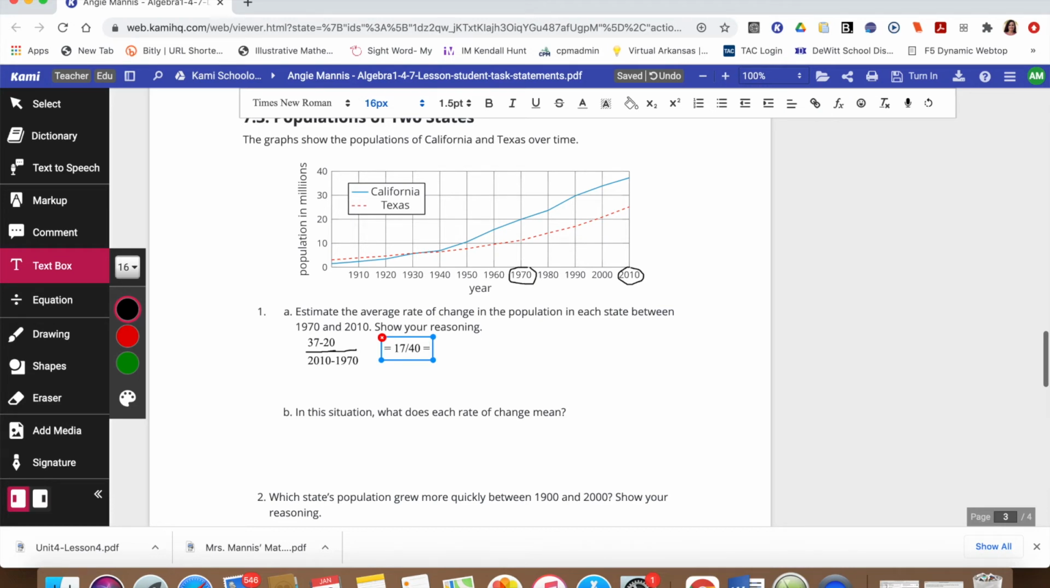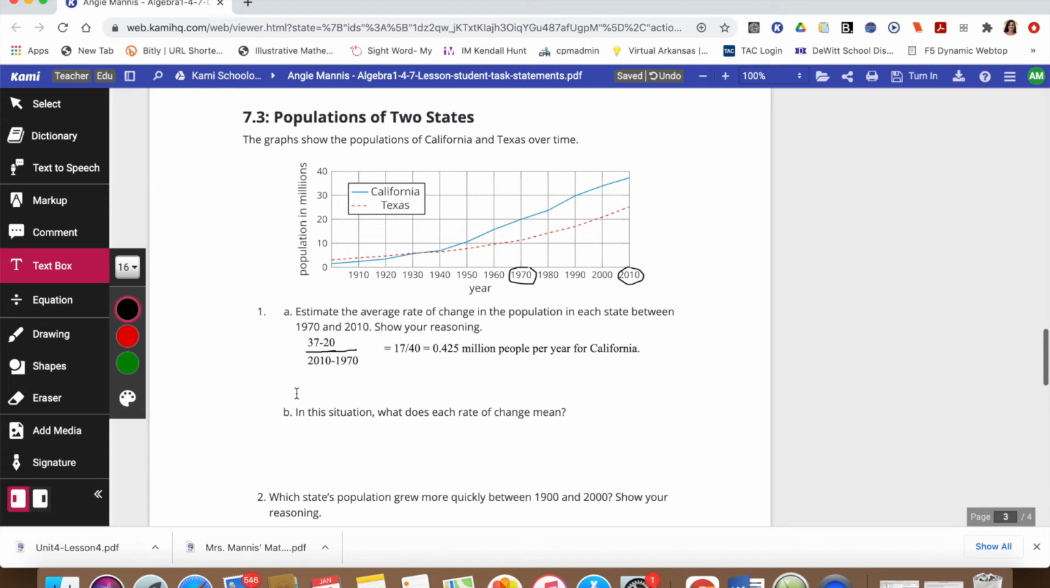which ends up being 0.425 million people per year. So this is for California. All right. That gave us the average rate of change for California from the year 1970 to 2010. Now we're going to calculate Texas, doing the same thing.